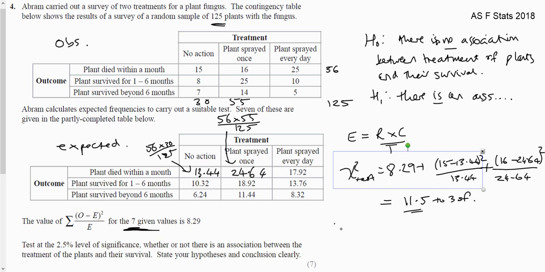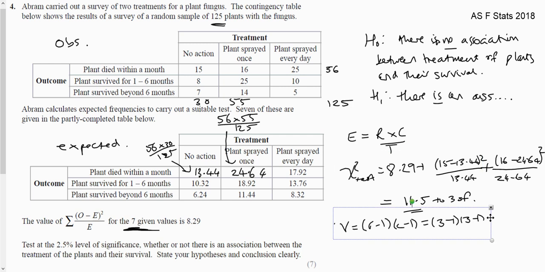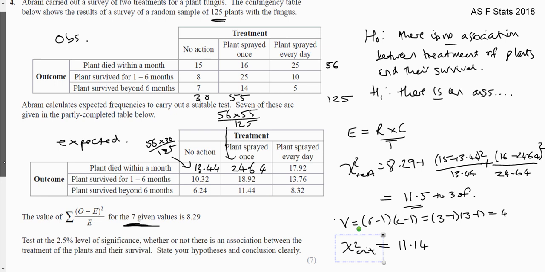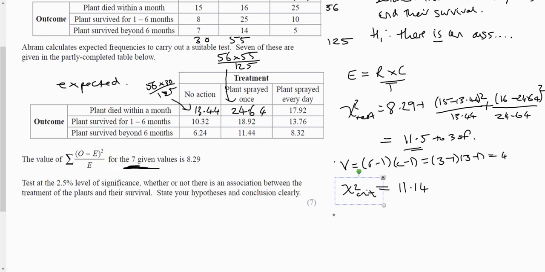Okay, once we've done that, we're going to need a value to compare it to, a critical value. So our degrees of freedom, remember this is number of rows minus 1 times number of columns minus 1. So I've got 3 rows and 3 columns, which gives me 2 times 2, so our degrees of freedom is 4. Then using your calculator or the tables in the formula book, you can look up the critical value, which is 11.14. So now I'm going to compare my test statistic, which was 11.5, with my critical value, which is 11.14.